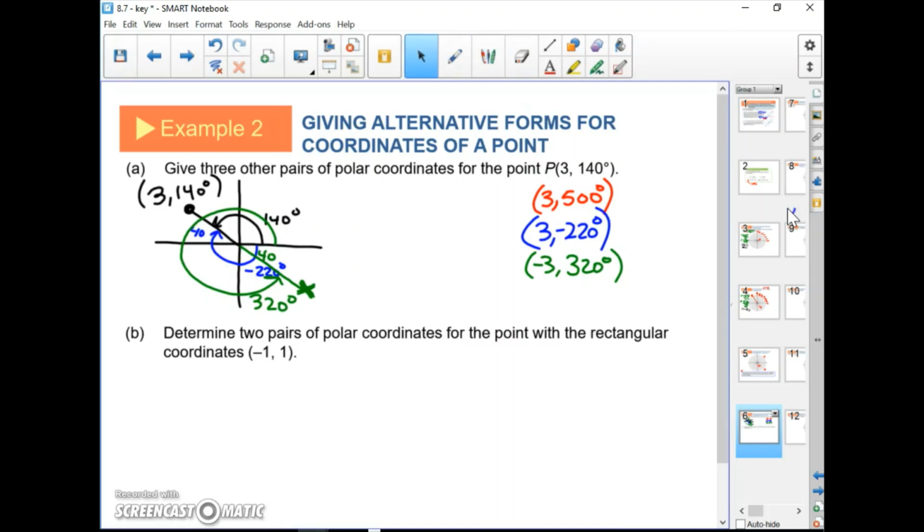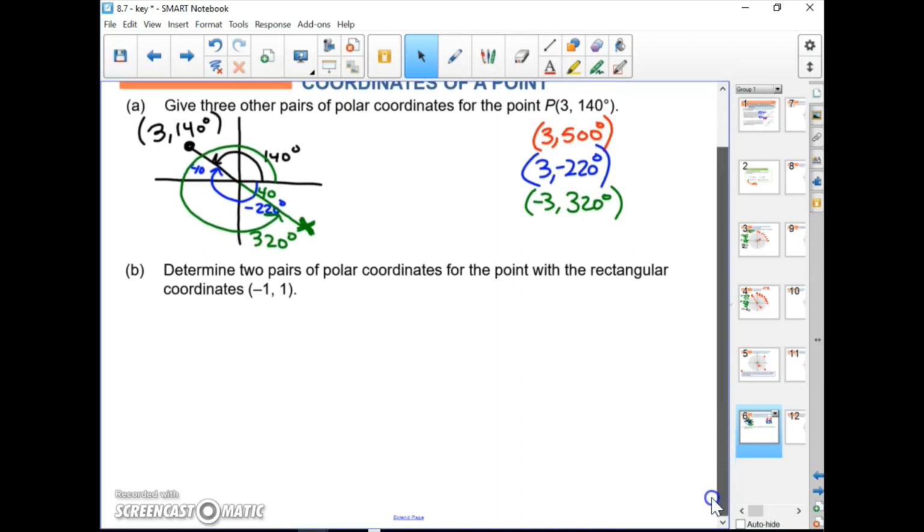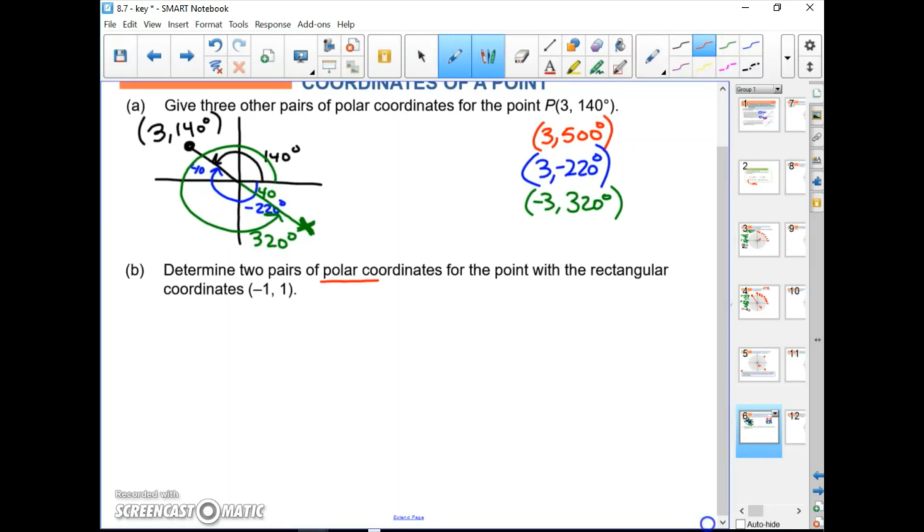All right. Part B. Determine 2 pairs of polar coordinates for the point with the rectangular coordinates negative 1, 1. We've been doing this for the last couple of lessons. You have to recognize that when they say they want polar, that means they want r and theta. And when they say we have rectangular, that means we have x and y. And so we're using those formulas to go back and forth. We're taking our x and our y and we're changing it into r and theta. We want polar, so we want direction and magnitude. So let's start with magnitude.